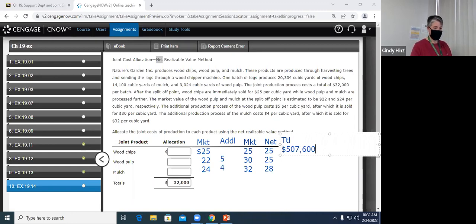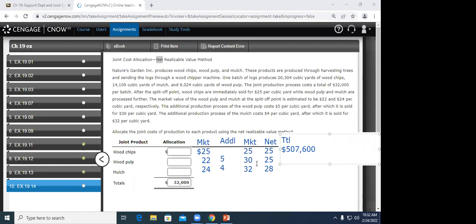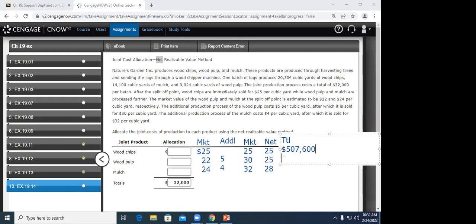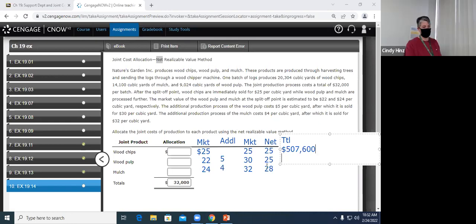Run out of room. Everyone okay where these numbers are coming from? Not really. Okay. Where did I lose you, Seth? I'm just not getting how you came up with that 507,000. Okay, so the 507,600, but you're okay with up to that point where these numbers came from?